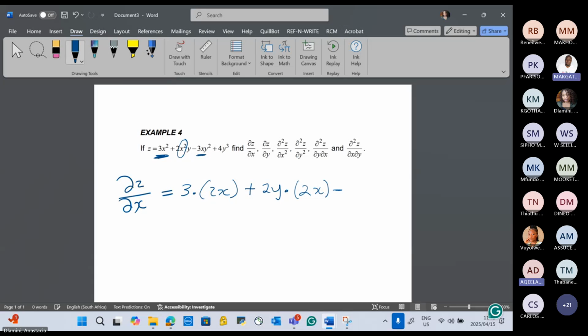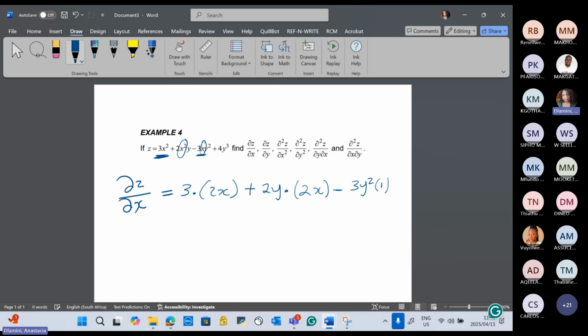3y squared. What are we differentiating? This x, only x. So what is the derivative of x? 1. Okay, this makes sense. This is now, what are we leaving?